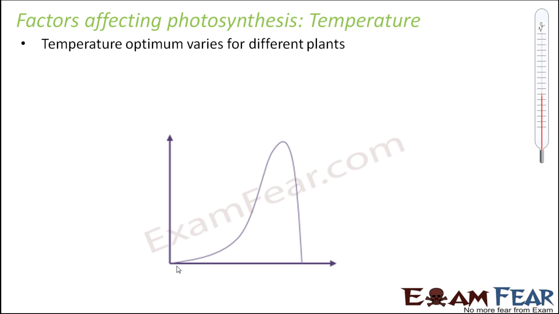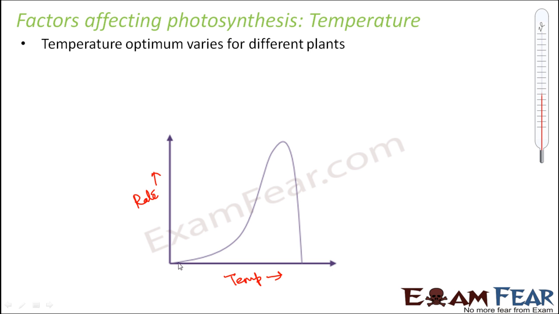Their activity increases with increase in temperature, and then again at a certain temperature they are denatured, that is, they are spoiled. So they will not be active anymore. So beyond that temperature, the rate of photosynthesis will fall. So the rate of photosynthesis will change with temperature in this fashion.